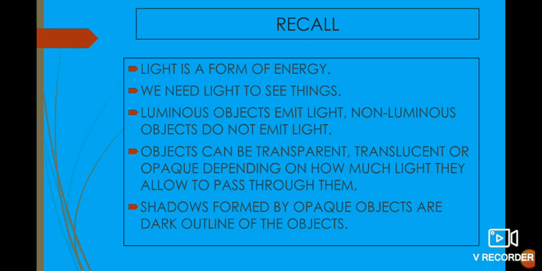Objects can be transparent, translucent or opaque depending on how much light they allow to pass through them. Transparent objects allow light to completely pass through them. Translucent objects allow some light to pass through them, and opaque objects do not allow any light to pass through them. Shadows are formed by opaque objects. They are dark outlines of the objects. These are the things which we learnt in part 1 video.